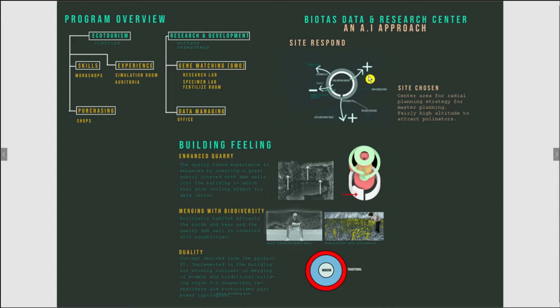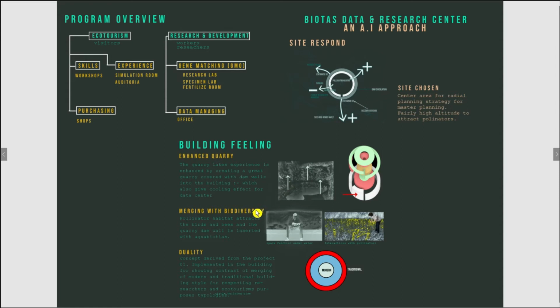The site is chosen as it is the center of the master plan, from which research could reach out to the sectors of the site easily, and it has a fairly high altitude to attract flying pollinators. So the target group is ecotourism, researchers and workers, where visitors could come to the site and learn some skills and experience throughout the journey in Frog Hill, and even purchase customized items such as bee suits and etc. So next, the building feeling I wanted to achieve is letting people merge into the biodiversity.